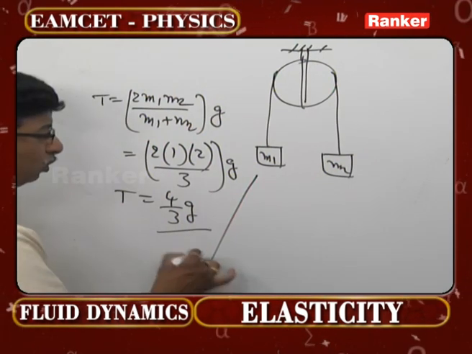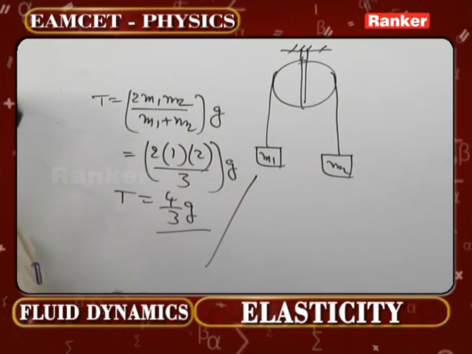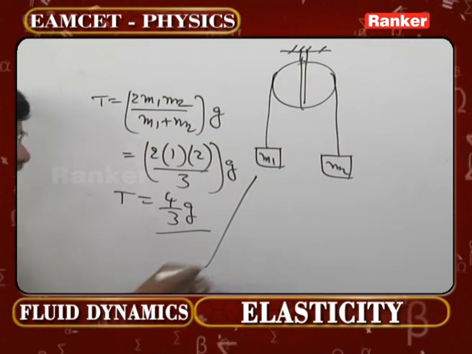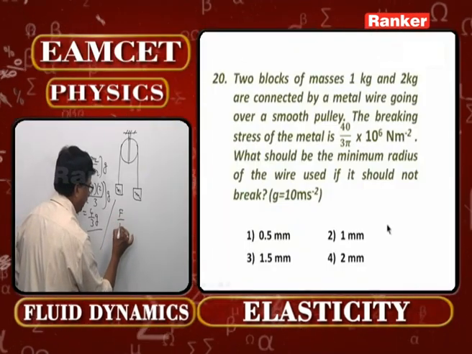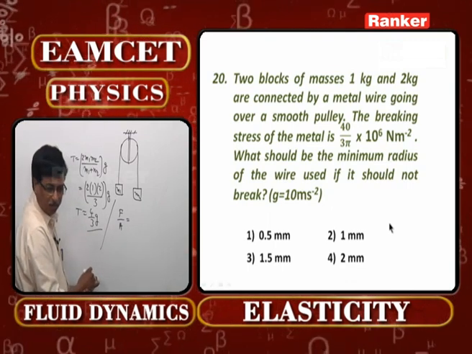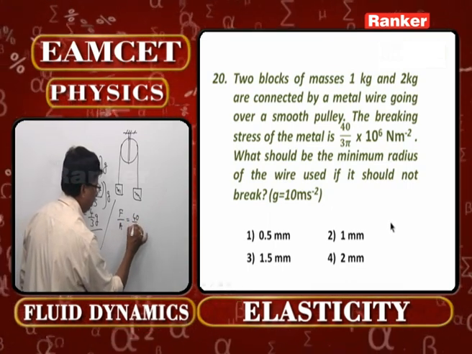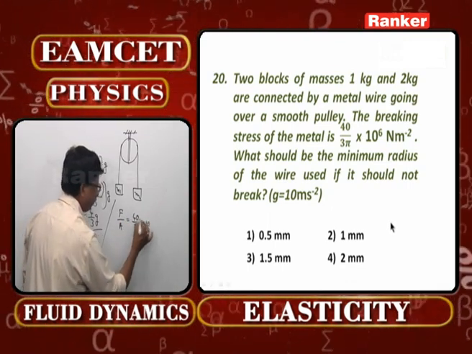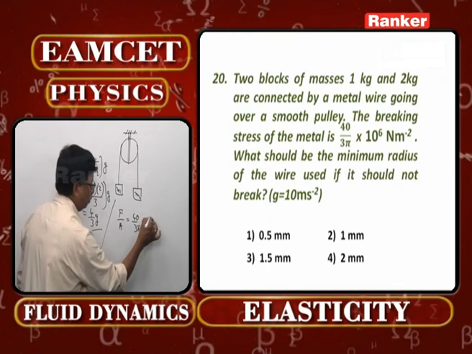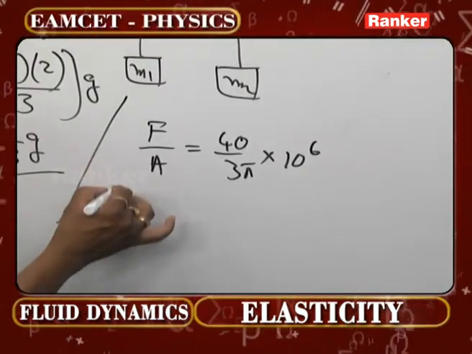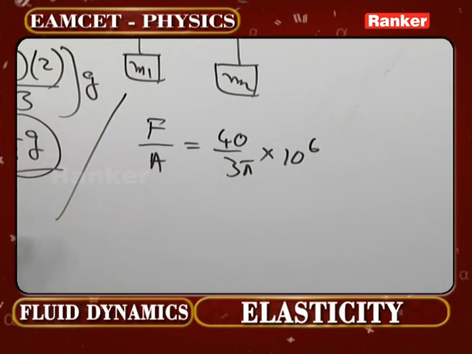Now if you take the stress given to us, what would be the minimum radius he is asking you to calculate? So come on, take the values that have been given to us. Stress is given, F by A. That is given as how much, please? 40 by 3 pi into 10 to the power 6 Newton per meter square. But what is F? That is given as 4 by 3 G.